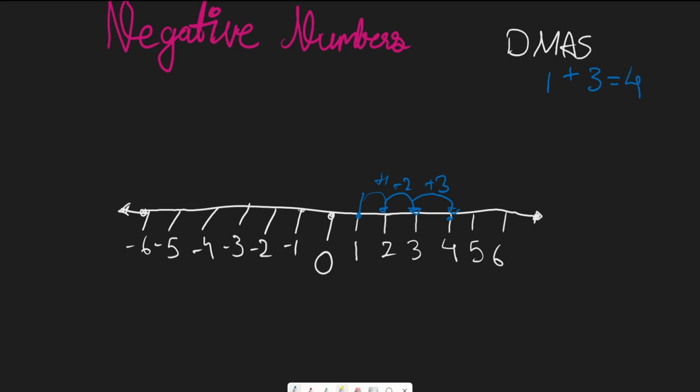Let's do another one. Let's take 3 plus 2. So you find 3 and you move 2 spaces to the right. You get 5.